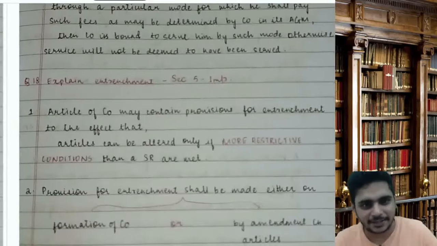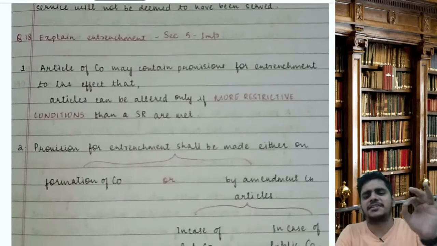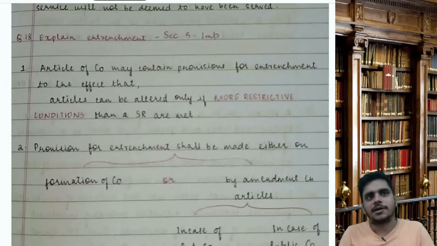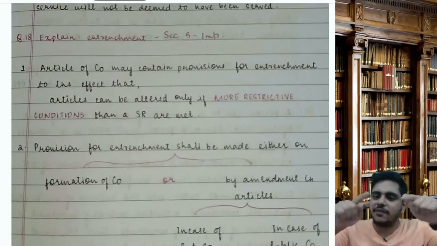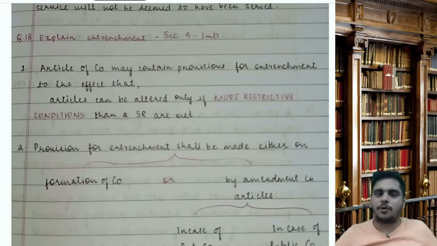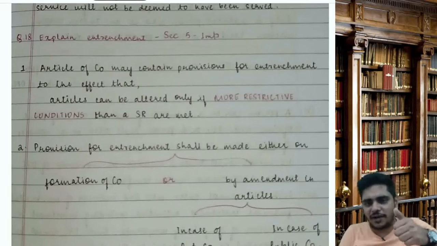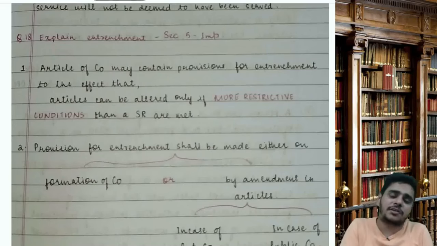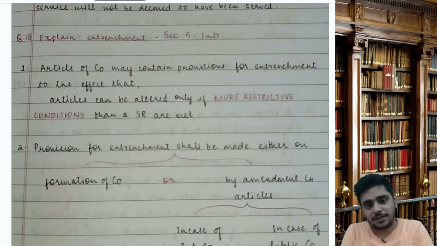Done? Then, explain entrenchment. Sir, entrenchment means what? Generally, in a company, if they want to alter the AOA, it can be done by SR. But a company says, I have 100 rules in my AOA, and I want to put some more conditions on rule numbers 5, 10, 15. So rules 5, 10, 15 will be altered only by 90% approval. Generally, all the rules can be altered by SR, that means 75% approval. But for rules 5, 10 and 15, a company wants to put more restrictive conditions. Putting more restrictive conditions is called entrenchment.